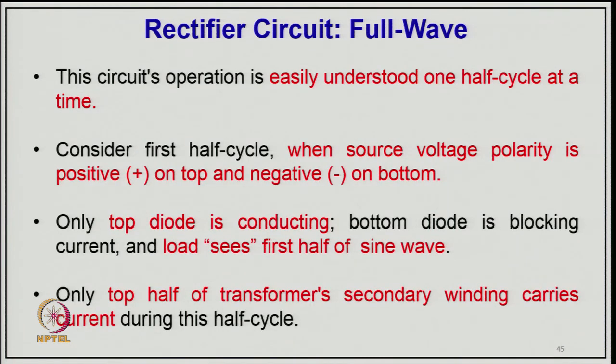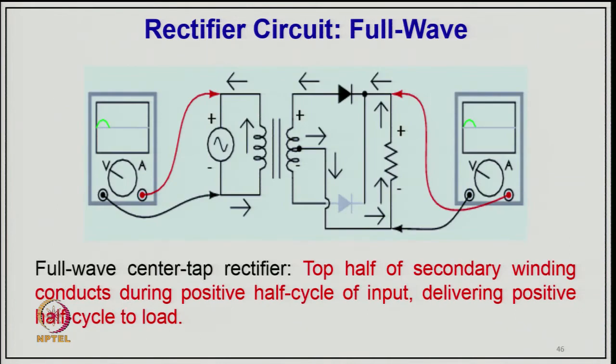So, this circuit operation is easily understood one cycle at a time. Consider the first half cycle, when the source voltage polarity is positive on the top and negative on the bottom. Only the top diode is conducting and the bottom diode is blocking the current, and the load sees the first half cycle of the sine wave. Only the top half of the transformer secondary winding carries current during this half cycle. As you can see, the current is flowing in this manner through the load. So, in the full wave center tap transformer, the top half of the secondary winding conducts during the positive half cycle of the input, delivering positive voltage to the load.